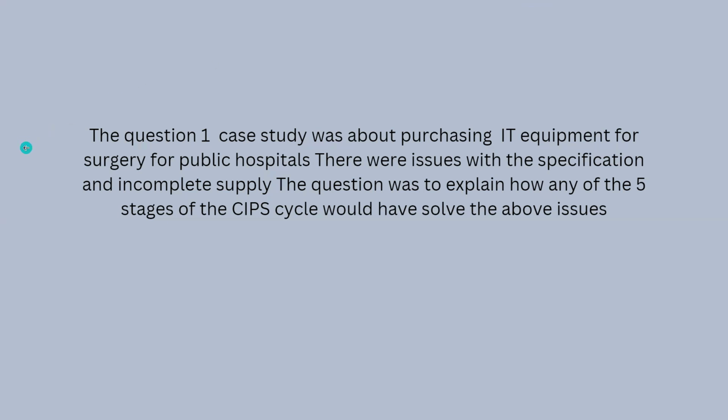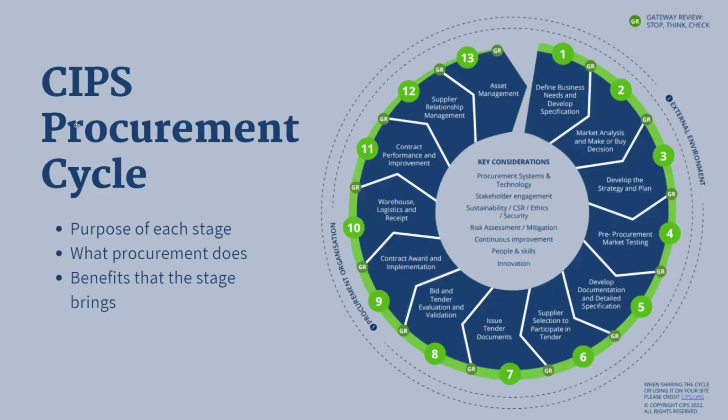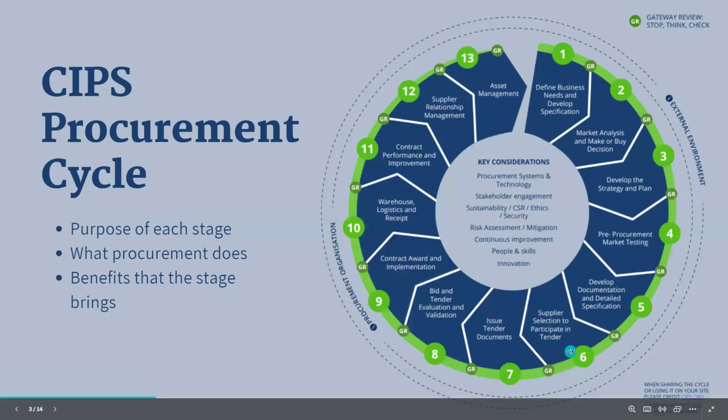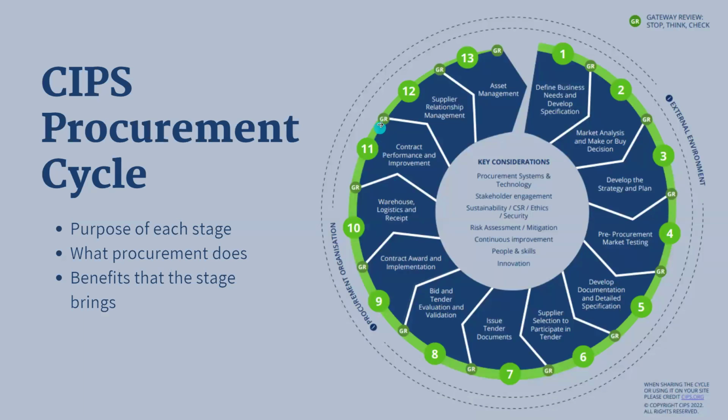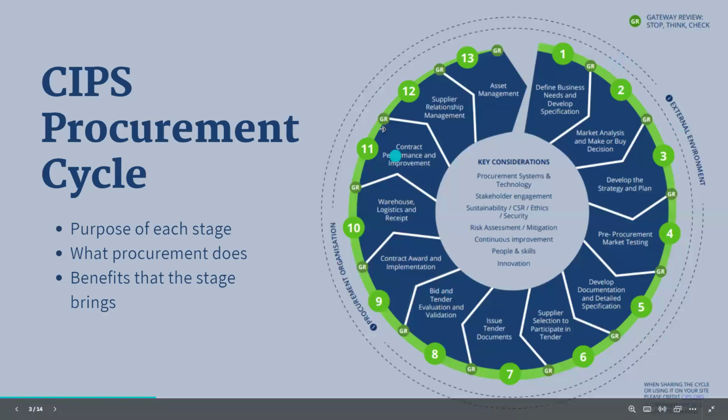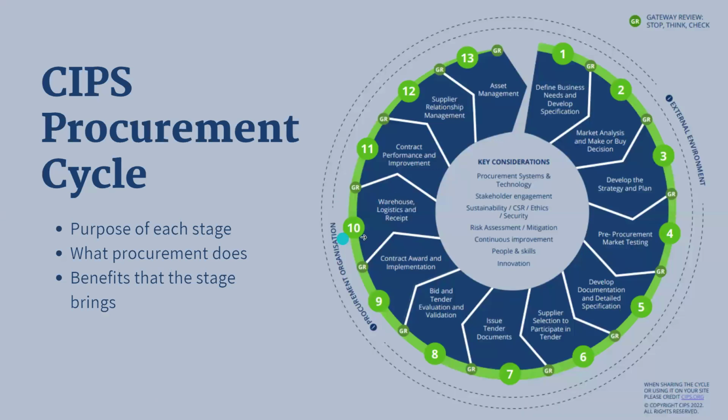All right, so from my own opinion, we can pick the following five stages. First, of course, I would like to have defining needs. Second, I would like to have develop documentation and detailed specification. So stage number 1, number 5, and number 6, supplier selection. And then number 11 and 12. Okay, so that is my pick. But you can choose any other. Like you can choose number 3, 5, 8, 11, for example, or even 10.